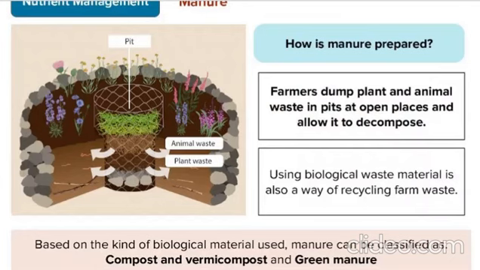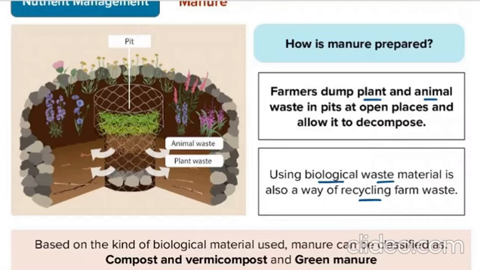Now, how can we make manure? Farmers dump plant and animal waste, like plant waste and dead bodies of small animals, right? They throw it in pits and allow it to decompose, and that decomposition turns into manure. So it is a biological waste material, and it's also how we recycle the farm waste.